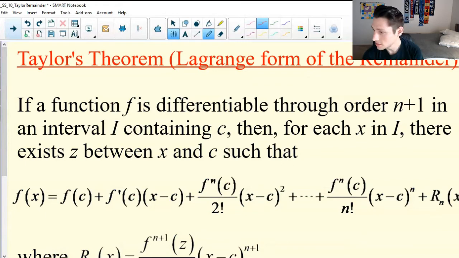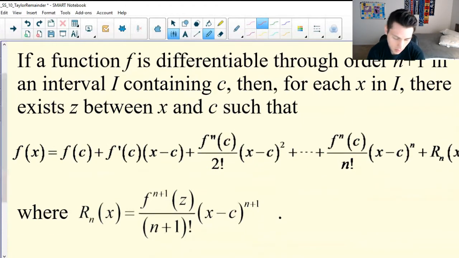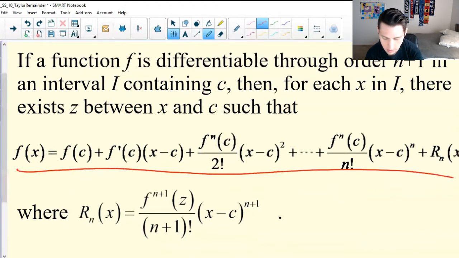For those of you that go into further math or physics, especially physics fields, Lagrange is a name you will know very well. Okay, if a function f is differentiable through order n plus 1 in an interval I containing c, for each x in I, there exists z between x and c such that... Now, this is basically the Taylor polynomial, but it has that remainder added on here.